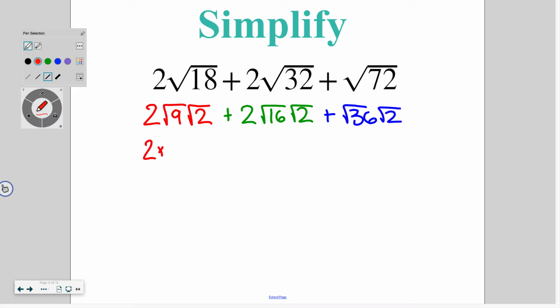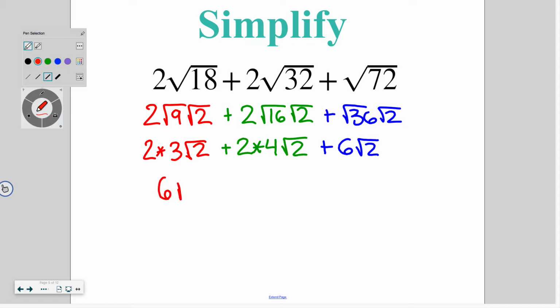So we've got 2 times 3 square root of 2, because I took the square root of 9 and got 3, plus 2 times 4 square root of 2 by taking the square root of 16. And then I've got plus 6 square roots of 2, because the square root of 36 is 6. 3 times 2 gives me 6 square roots of 2, plus 2 times 4 gives me 8 square roots of 2, plus we have already simplified the back part to 6 square roots of 2.